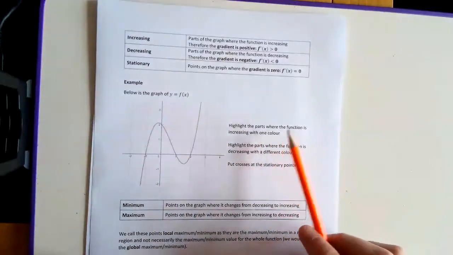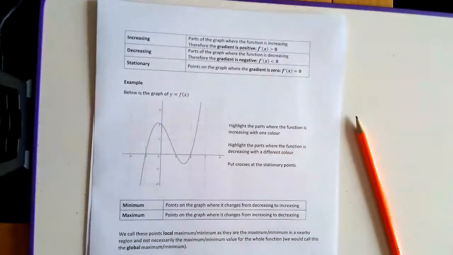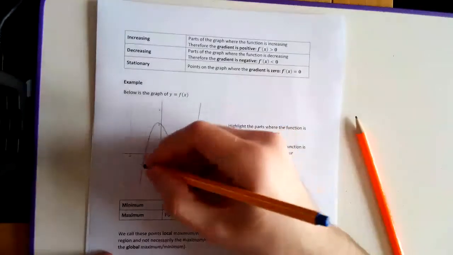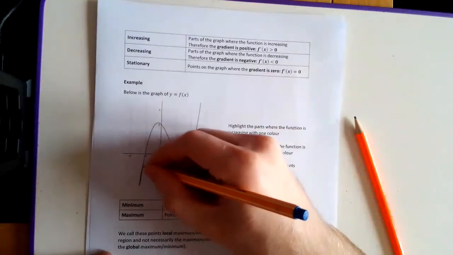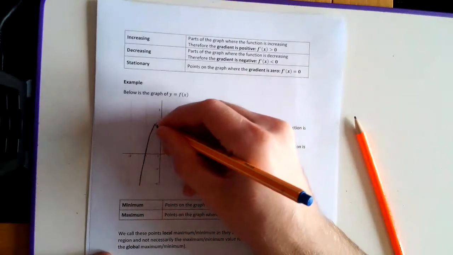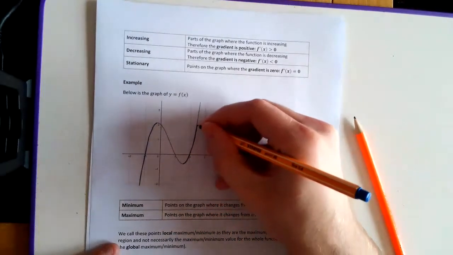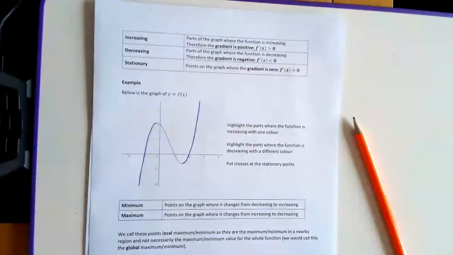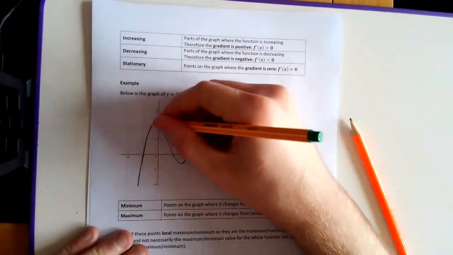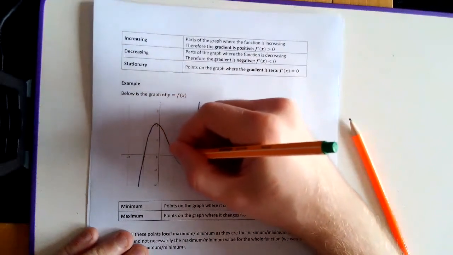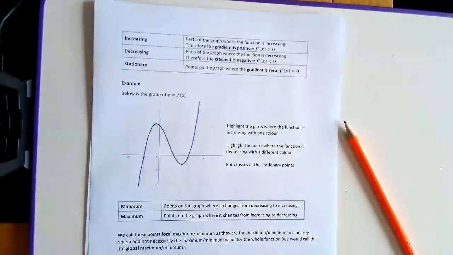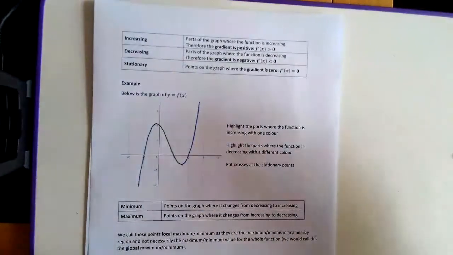Highlight the parts where the function is increasing in one colour. Well, let's see how many colours I've actually got. So let's do blue for this first bit. Well, it's increasing up until there, and it's also increasing to there. Highlight the parts where it's decreasing in a different colour. I've also got green. So decreasing, what's going down from this point to this point, and put a cross at the stationary points.